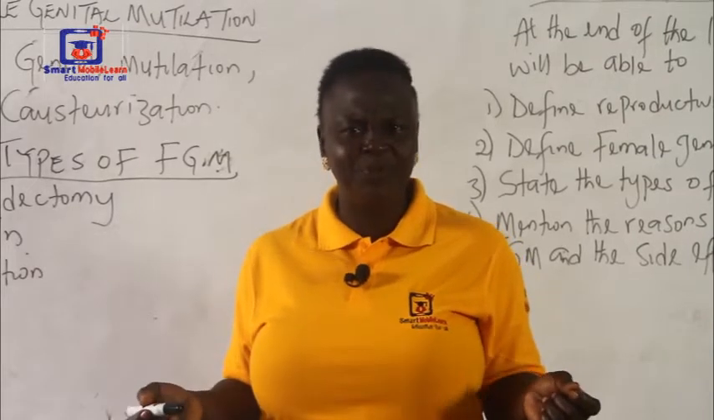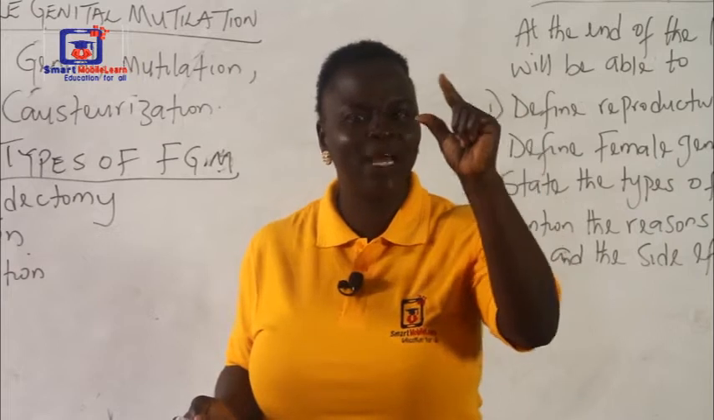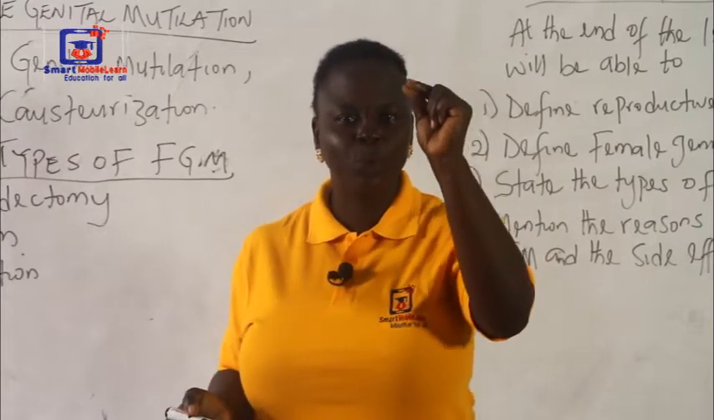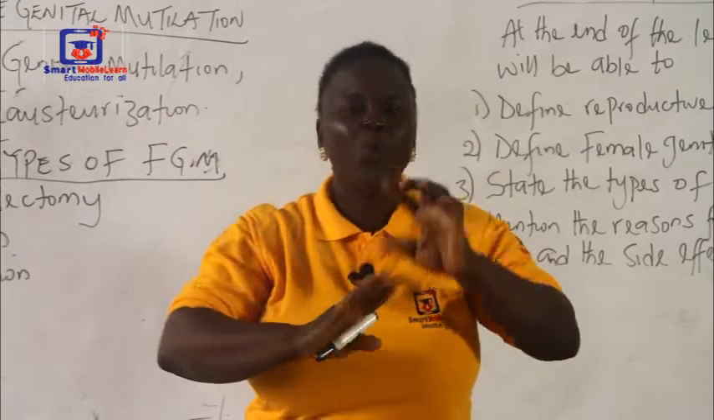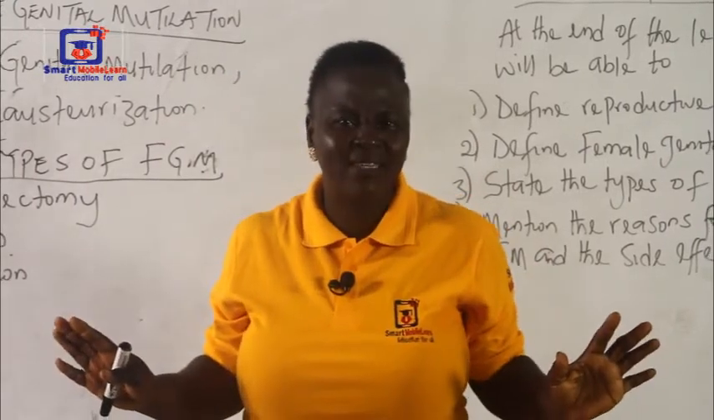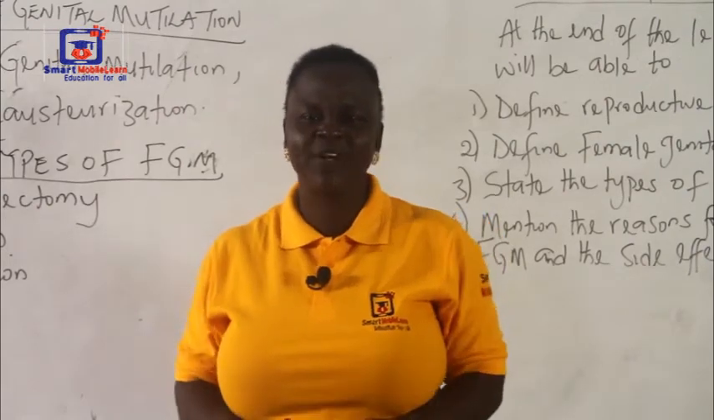How is it being removed? The clitoris is placed between the index finger and the thumb. It is pulled up and a sharp object is brought to cut it off without the use of anesthetics to reduce the pain. As we go on, you will get to know the side effects of all of this.